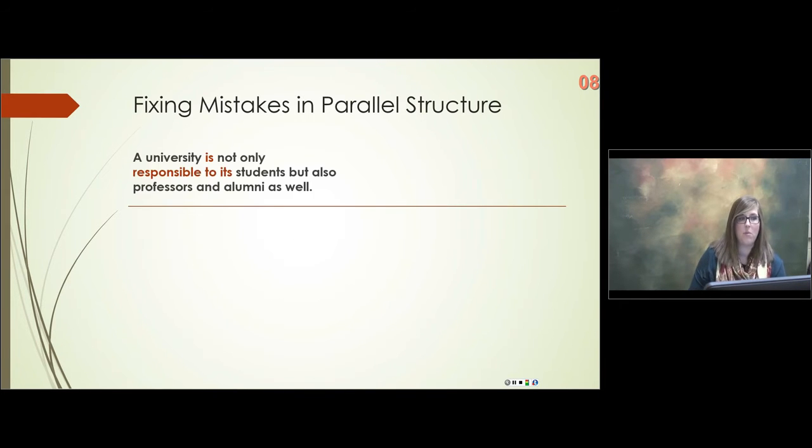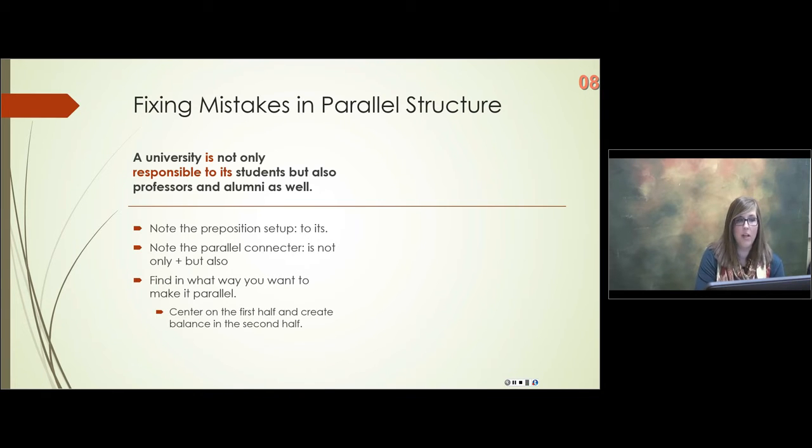I think we've got one more. A university is not only responsible to its students, but also professors and alumni as well. There's a preposition set up, to its, and then there's a parallel connector, is not only and then but also. This comes up a lot, and this is a very simple use of this construction, but you may find a really complex or lengthy sentence that uses it. The longer and more complex the sentence is, the more difficult it is to maintain that parallel structure. So I'm using simple examples, but the same idea applies to a lengthier sentence.